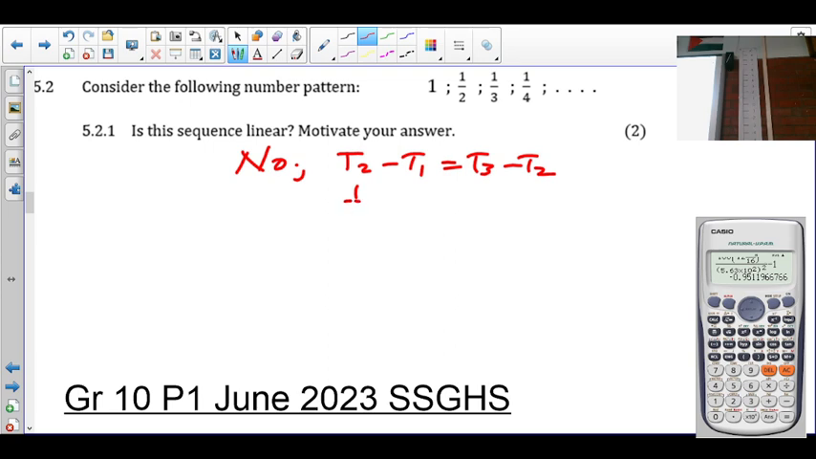So T2 minus T1 is half minus 1. Is half minus 1 the same as a third minus half? That is going to be minus half, which is not the same as minus 1 over 6. No. So therefore it's not linear. Okay. If it was equal, it would have been linear.